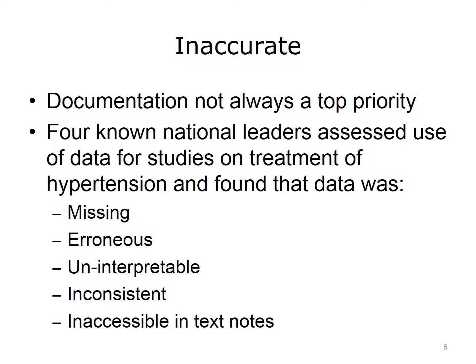To start, the data in the electronic health record may be inaccurate. Documentation is not always a top priority for busy clinicians, and for a variety of reasons, they may enter data into the record that's not accurate. One analysis of the EHR systems used by 4 known national leaders in healthcare assessed the use of data for studies on the treatment of hypertension. They found 5 categories of reasons why the data were problematic. Some data was missing, other data was erroneous, some data was uninterpretable, other data was inconsistent, and a great deal of data was inaccessible in text notes.